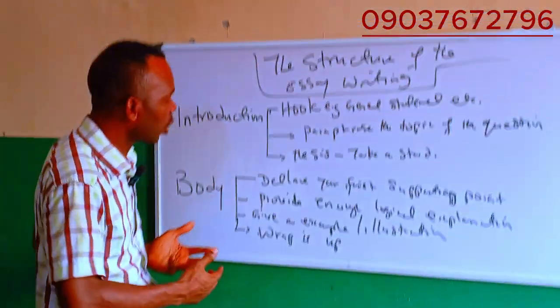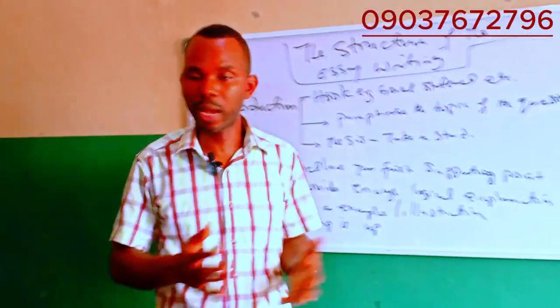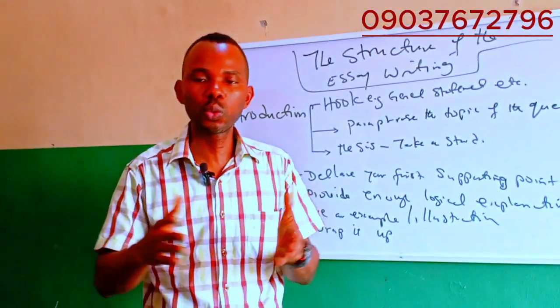Then after the explanation, you give an example or illustration. If possible, you may not have an example to give in all the points. Maybe you are giving 2 to 3 points.